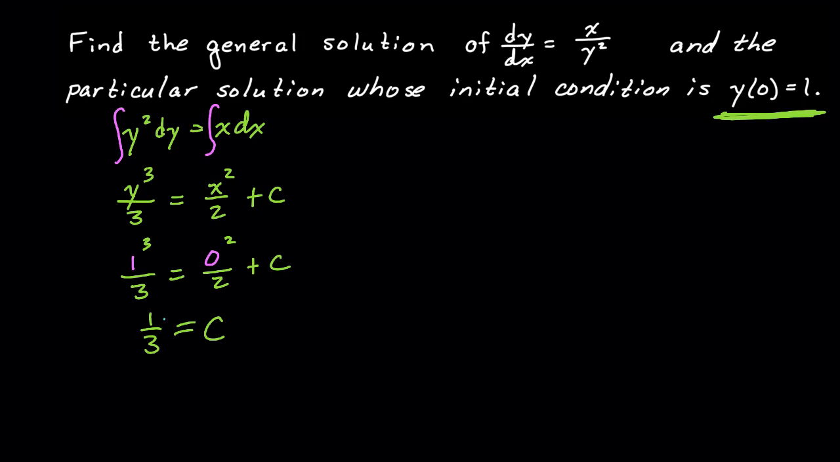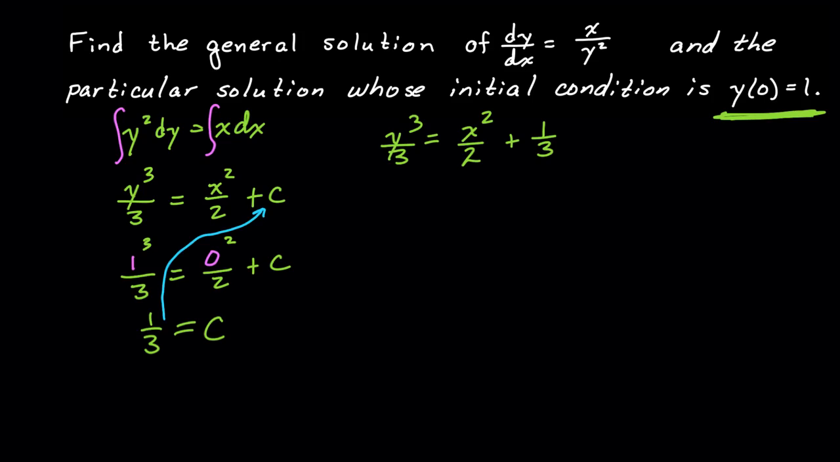All right, so we're going to take this and plug it back in, giving us y cubed over 3 is equal to x squared over 2 plus our constant of 1/3. Our next step after we plug in c is to solve for y. So just reiterating our steps here: we separate the variables, and then we integrate. Find out what c is by plugging in your initial condition, and then you're going to solve for y.